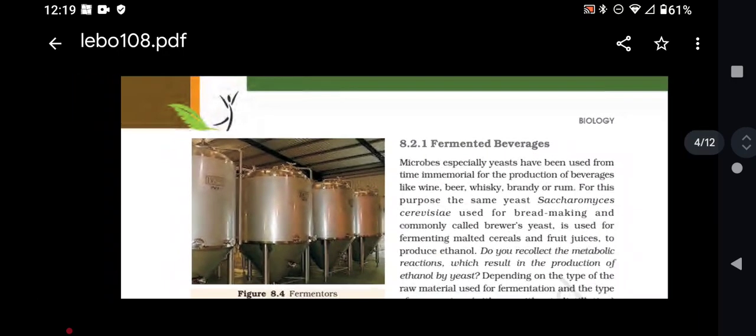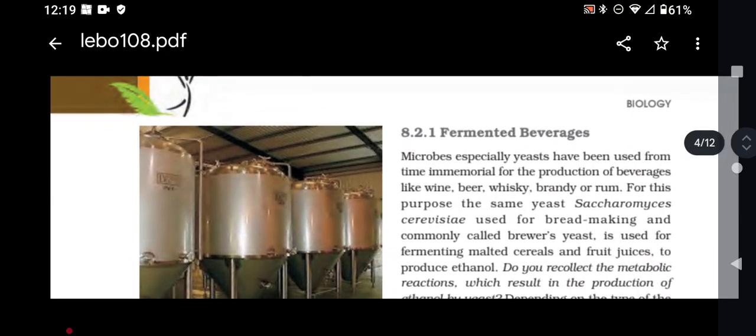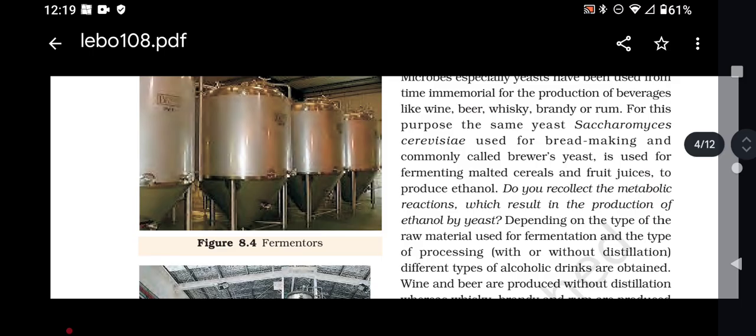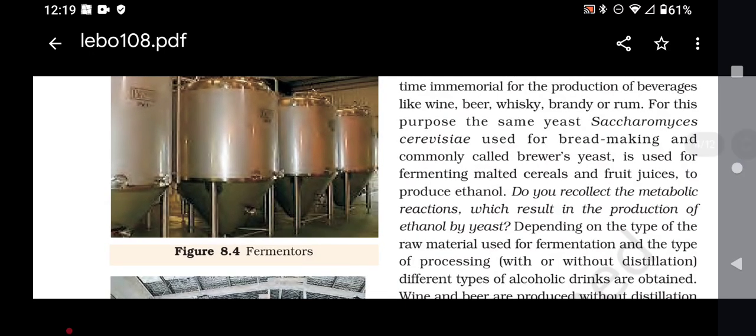Fermented beverages. Microbes, especially yeast, have been used from time immemorial for the production of beverages like wine, beer, whiskey, brandy, or rum. For this purpose, the yeast Saccharomyces cerevisiae, used for bread making and commonly called brewer's yeast, is used for fermenting malted cereals and fruit juices to produce ethanol. Do you recollect the metabolic reactions which result in the production of ethanol by yeast?